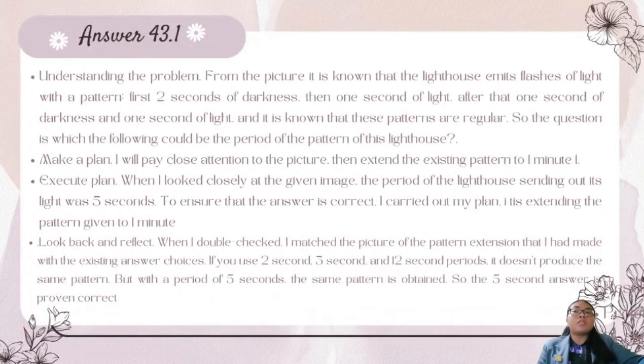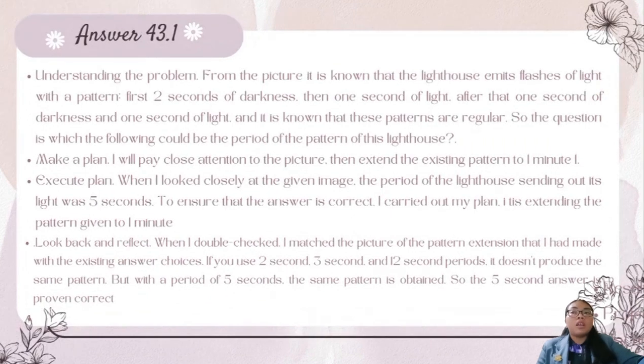Answer to question 43.1. The first step is understand the problem. From the picture, it is known that the lighthouse emits flashes of light with a pattern: first 2 seconds of darkness, then 1 second of light. After that, 1 second of darkness and 1 second of light. And it is known that these patterns are regular. So the question is, which of the following could be the period of the pattern of this lighthouse?